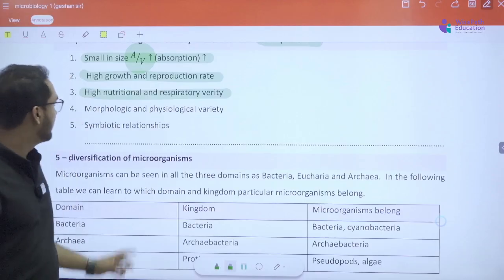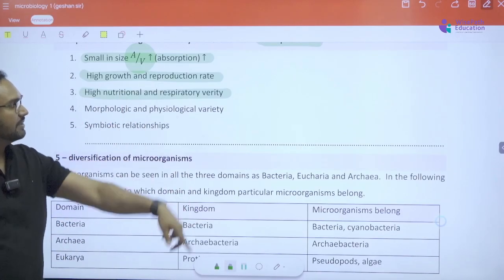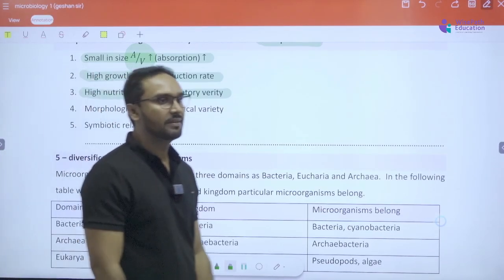And the other thing is what? Morphological and physiological variety. What is physiology?